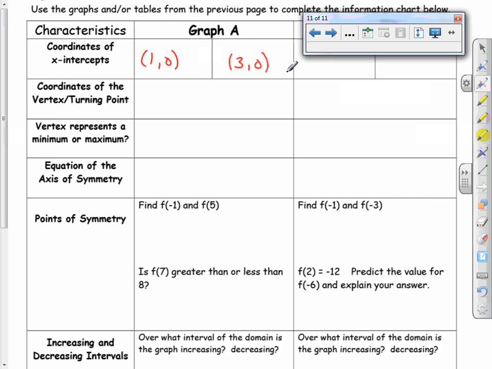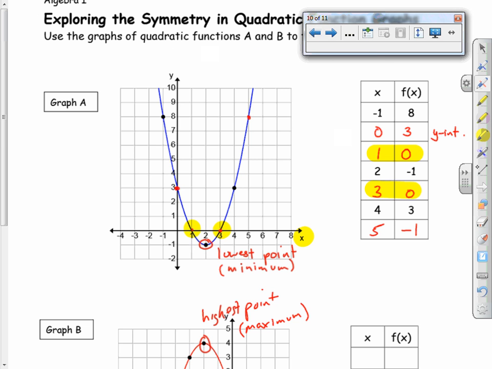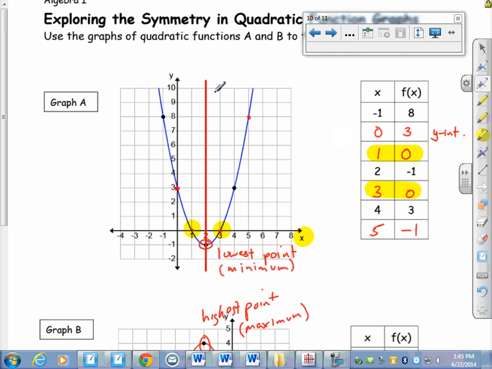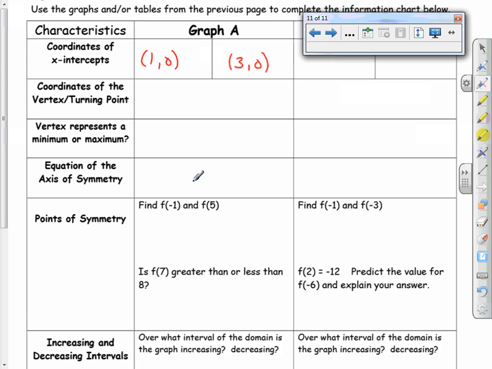The equation of the axis of symmetry, if we go back to our graphs here, the axis of symmetry is always going to be a vertical line through the vertex or turning point. In this case, that would be your axis of symmetry there. And the equation of that line is x equals 2.